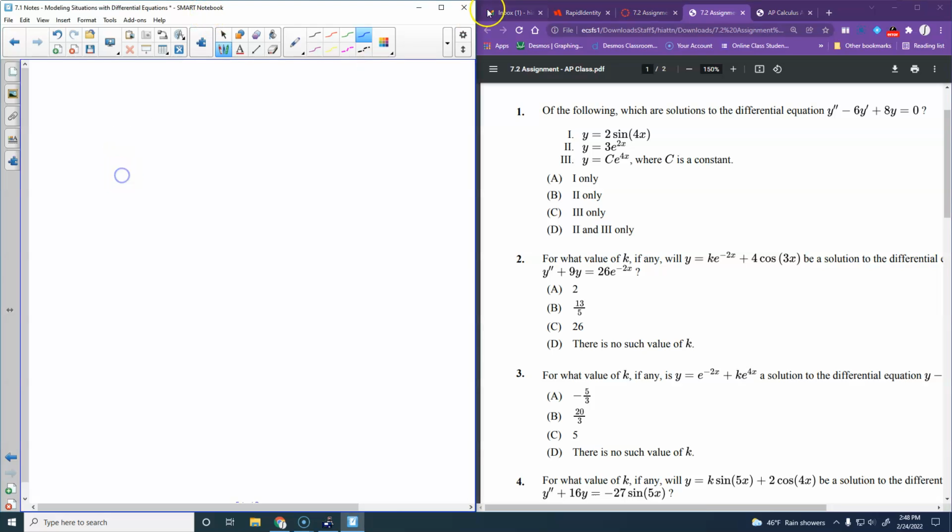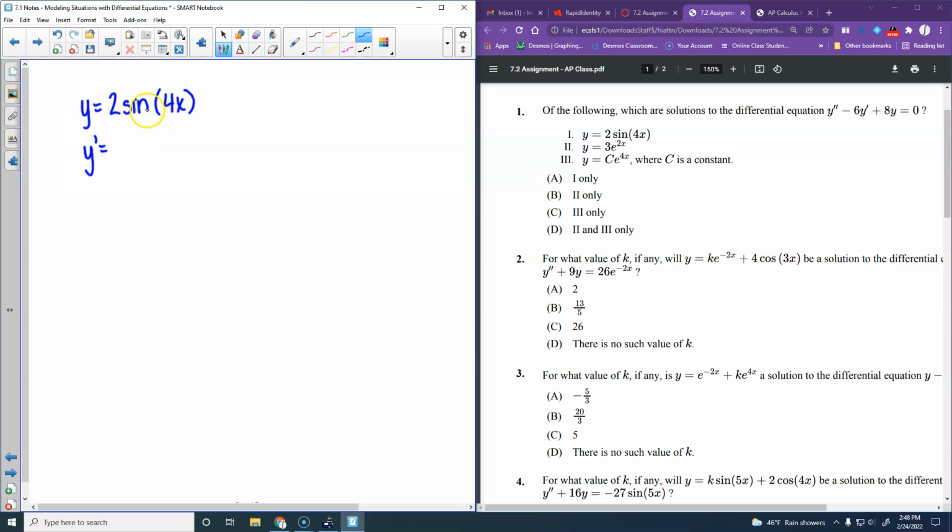Let's see. Okay. All right. Let's look at this problem so you guys will know what to do. All right. So if I've got y equals 2 sine of 4x, I'm checking to see if this is a solution. This differential equation has a second derivative and a first derivative, so I need to take the first derivative of this. Thankfully, they'll usually give you something that's fairly easy to take the derivative of.